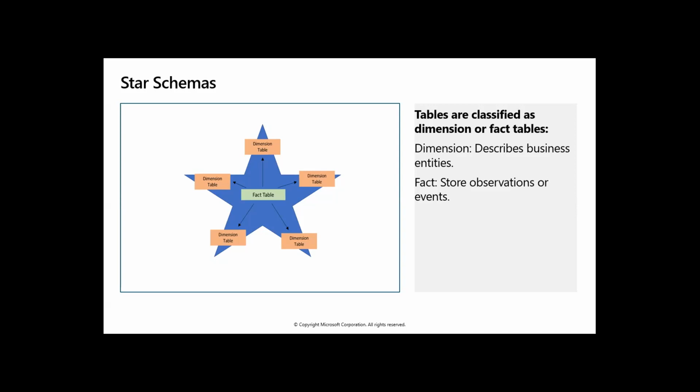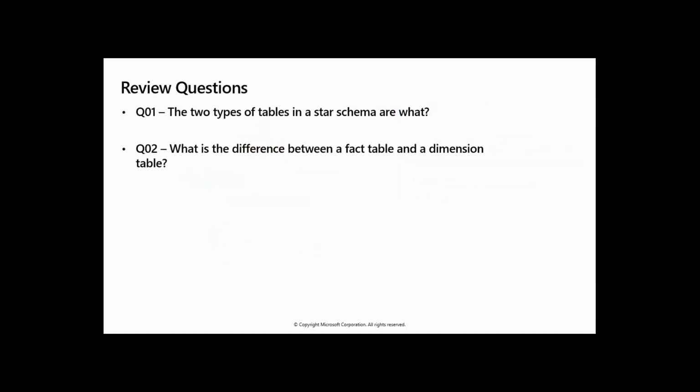Am I communicating? So let's move on. You understand your dimension and fact tables. Now, revision questions. Quickly, there are two types of tables in a star schema. What are they? Dimension and fact. Fact and dimension.